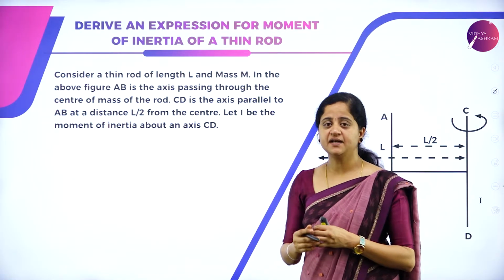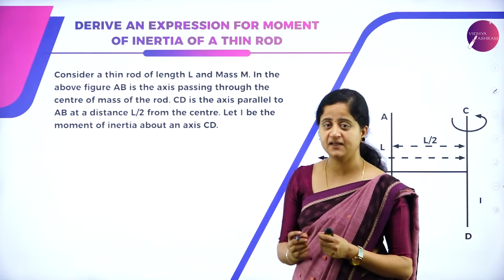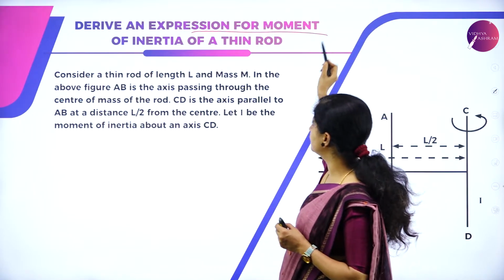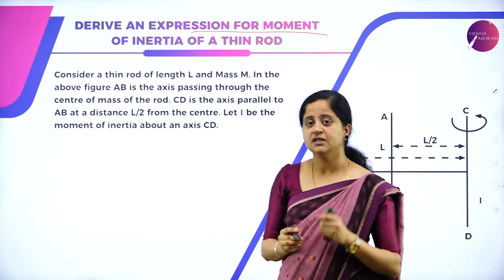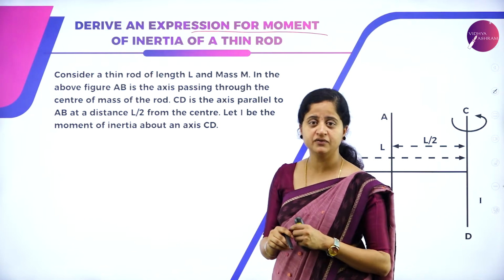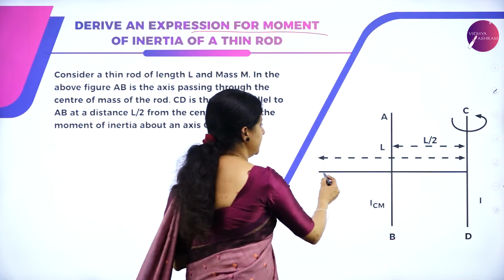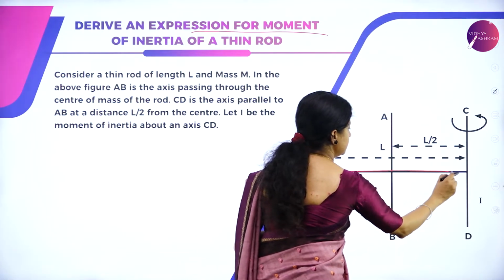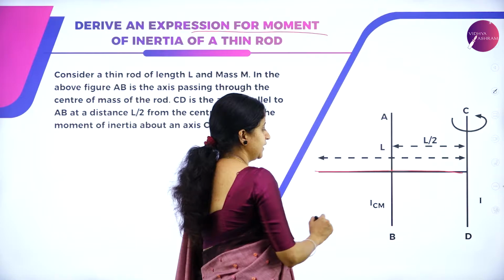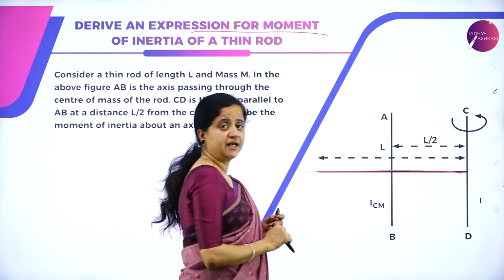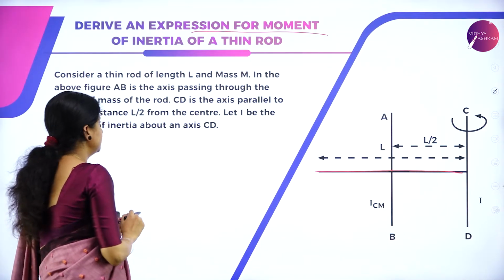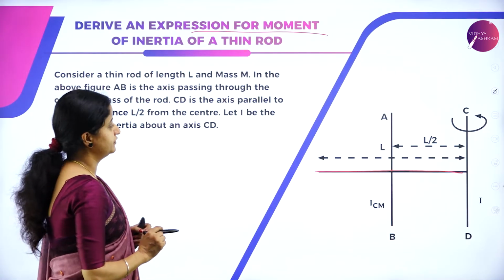So now let us consider another object, for example a thin rod, and let us derive an expression for the moment of inertia of a thin rod. This is also one of the applications of the theorems. So here I have considered a thin rod of length L. This is my rod whose length is L, and AB is any axis which is passing through the center of mass of the rod.